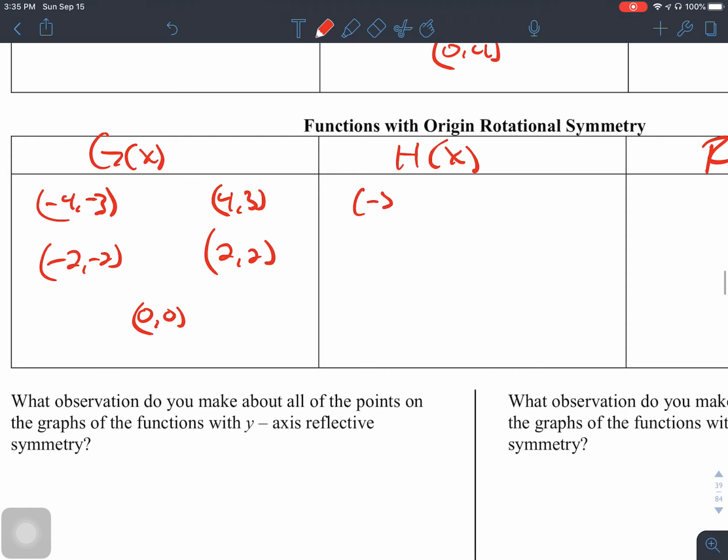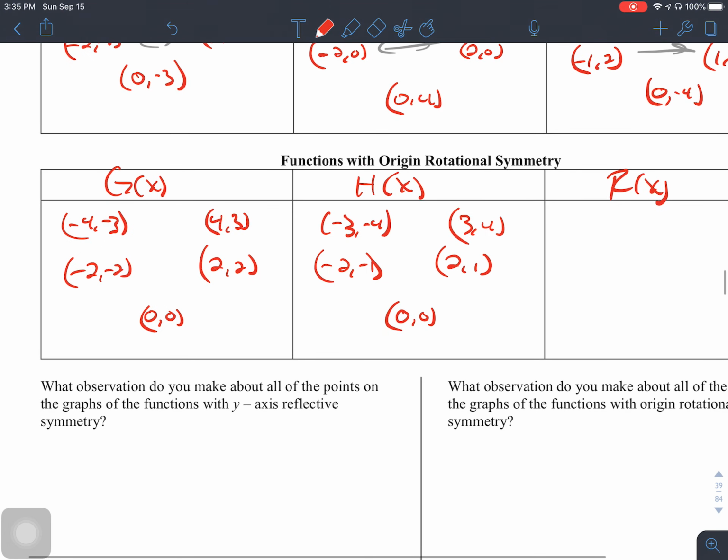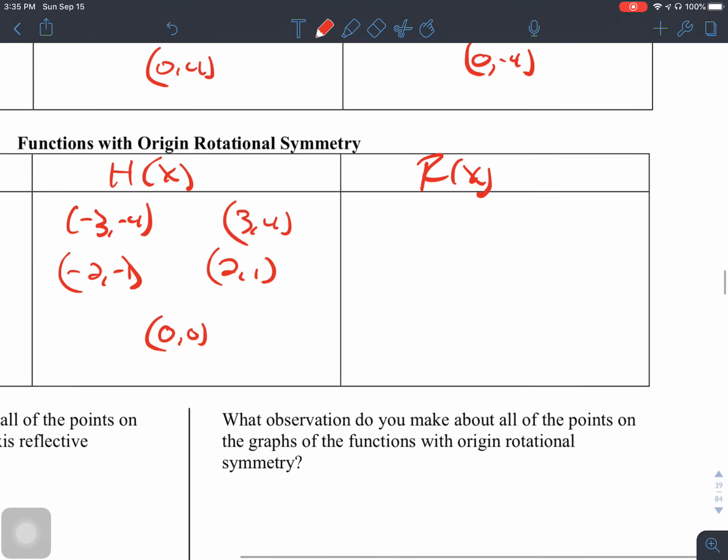H of x, we got -3, -4 is on the graph. +3, +4 is on the graph. Both signs change. That works. -2, -1. +2, +1. If this sounds familiar, it should, because we did this in geometry.